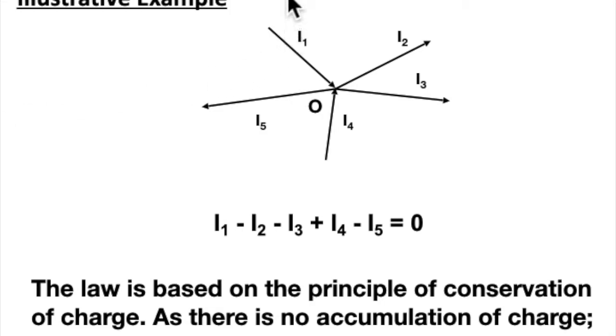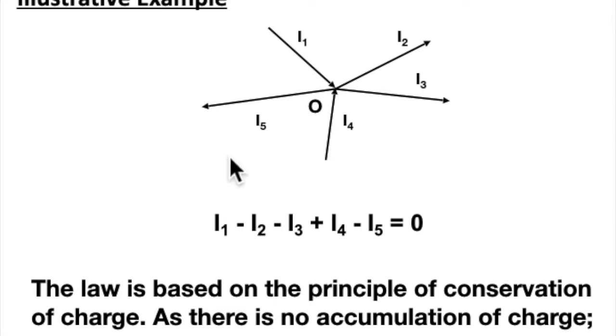In order to illustrate Kirchhoff's current law, let us take this circuit diagram. We have a junction O in the circuit. There we have 5 conductors meeting. This is current I1 coming towards the junction. We will take it as positive according to our sign convention. I2 leaving the junction, I3 leaving the junction, these will be taken as negative. I4 is incoming, coming towards the junction O, so we take it as positive. I5 is leaving the junction and is to be taken as negative.